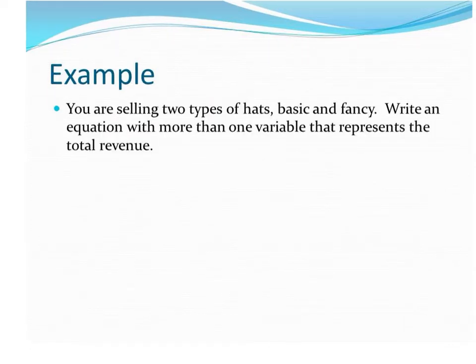So we're going to sell some hats, basic hats and fancy hats, and we want to write an equation with more than one variable that represents the total revenue. Revenue is the money that you bring in, and we probably are going to have about 5 variables here. My revenue is going to equal, well, how many basic hats am I going to sell, and how much do I charge for each one? That would be how much money I get in. So if I sell 10 and I charge $5 a piece, there's $50. But if I sell 10 and charge $10 a piece, there's $100. So we are going to multiply there.